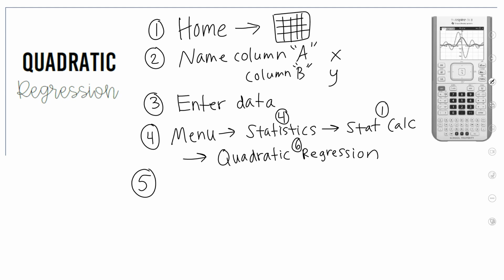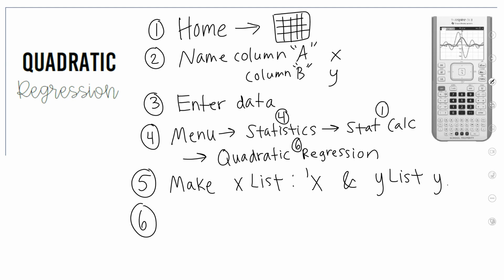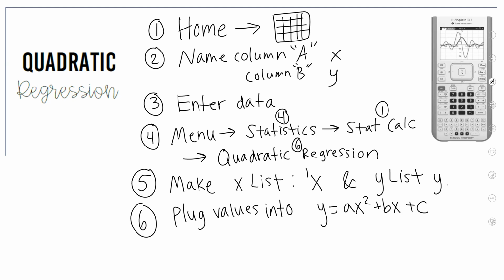Step number 5, you're going to make the X list X, and the Y list Y. And then they're going to give you the A, B, and C values. So plug the values into the standard form, which is y equals ax squared plus bx plus c. So let's just copy down the steps and then I'm going to walk you through it, okay?